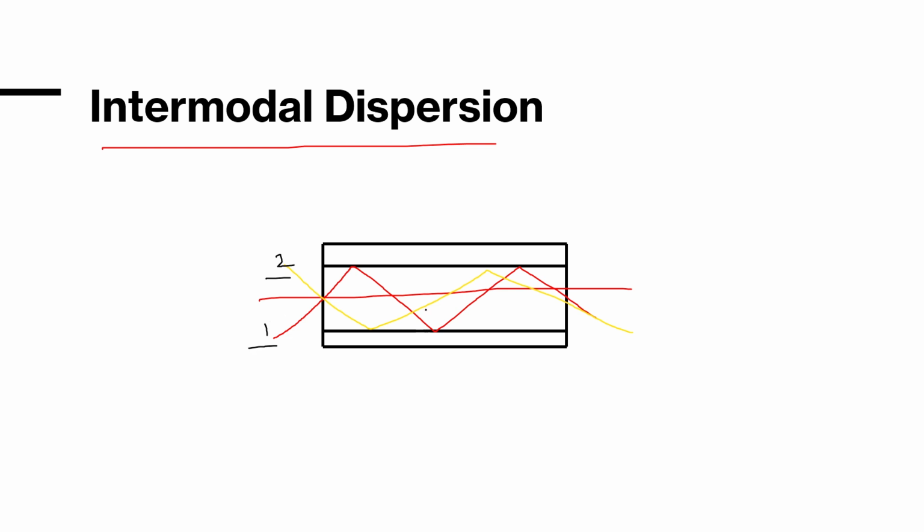What happened here is that the time taken by light signal 1 during the propagation is greater as compared to the time taken by light signal 2. This happened because both light signals have different wavelengths, due to which the speed of the light signal varies. Because of this, they arrive at different time intervals, and this leads to the spreading of the light signal, and this is known as intermodal dispersion.